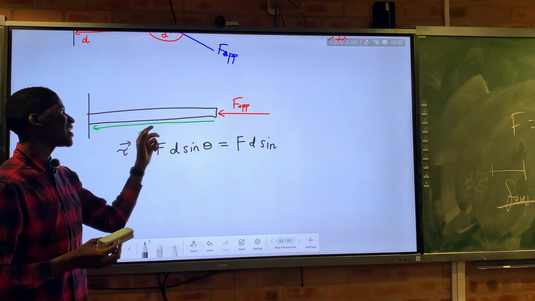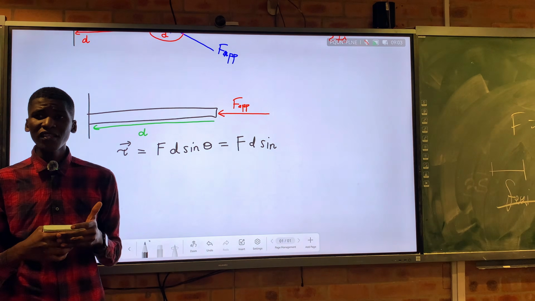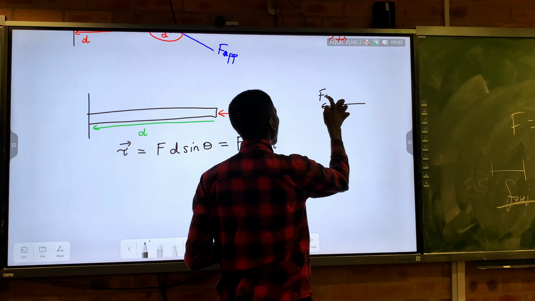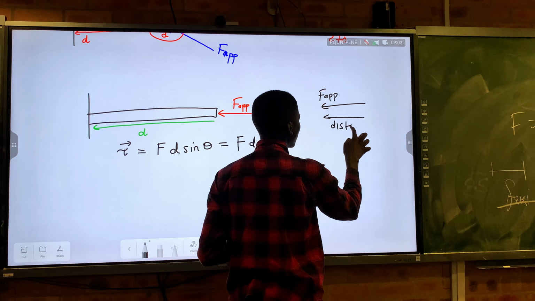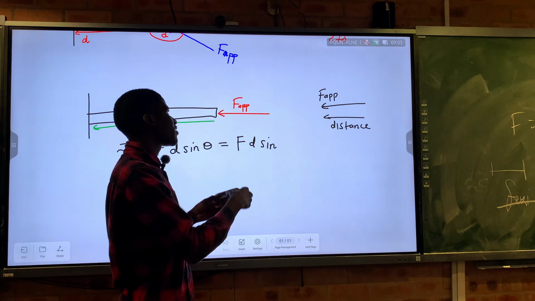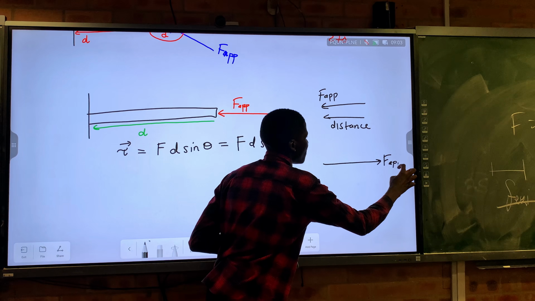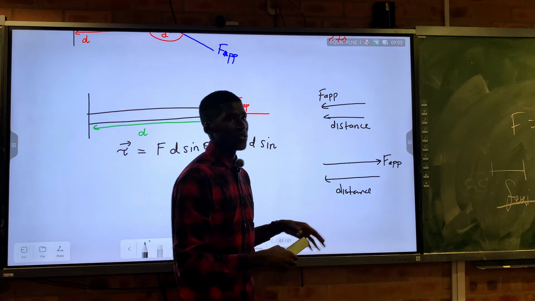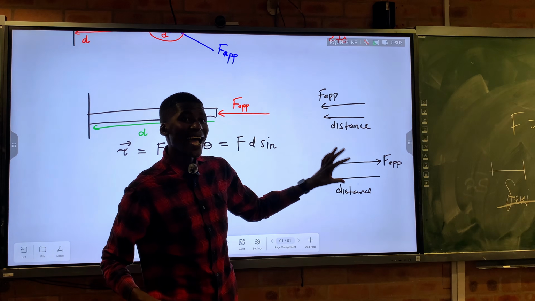Yes. So the distance vector and the force vector, what is the angle between them? 0 degrees. This is the applied force, this is the distance. They are going in the same direction. But if I'm applying the force in that direction, and the distance vector is this one, what is the angle? 180. Yes. So this one is parallel, this is anti-parallel.